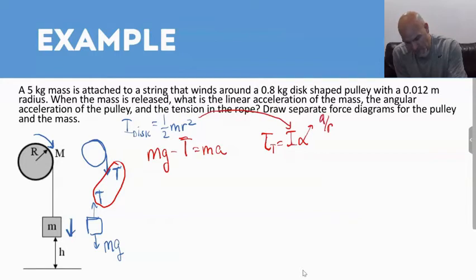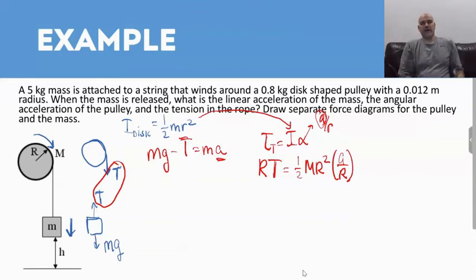Here's what I'm going to plug in: a over R, right? Because I have an a here, I have an a here. Well, guess what? The pulley accelerates linearly with the same magnitude as the block. And so I know that this is going to be R, or we'll just call it big R because that's what they call it in our diagram. So we're going to have big R times tension equals 1/2 big M R squared times a over big R.